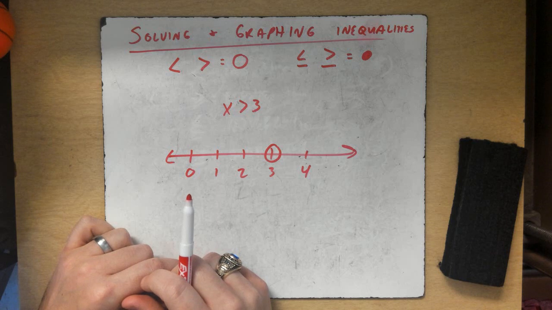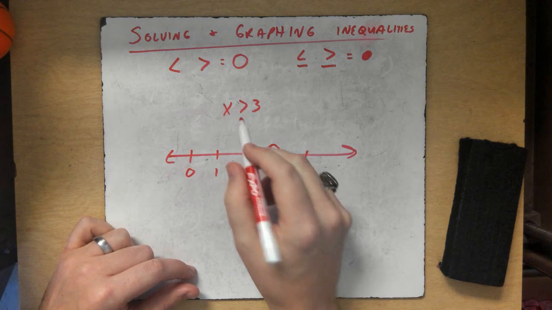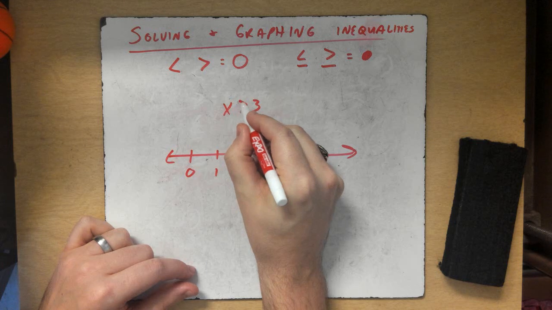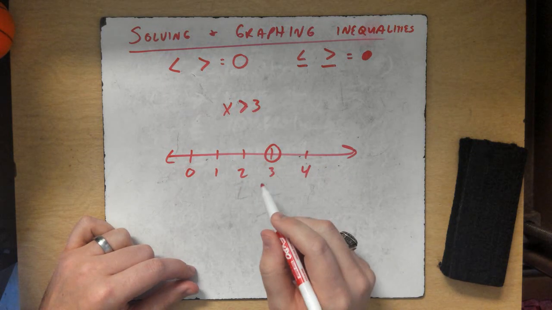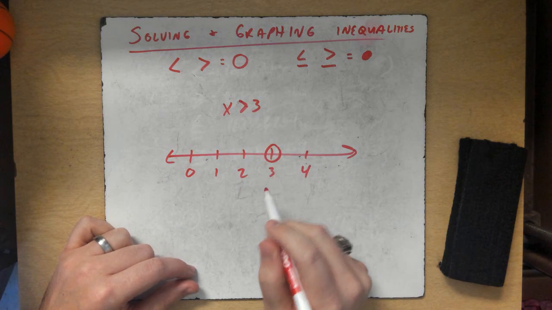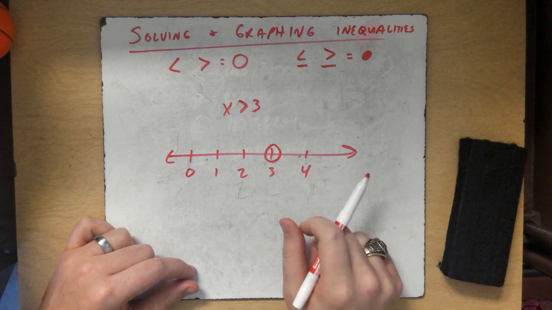And the main way we look at that is the way the symbol is facing, right? This is a greater than symbol, okay? So if it's greater than, you have to go everything bigger than 3, right? So we have to go to the right.